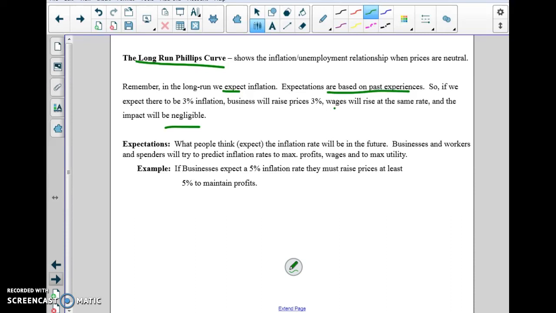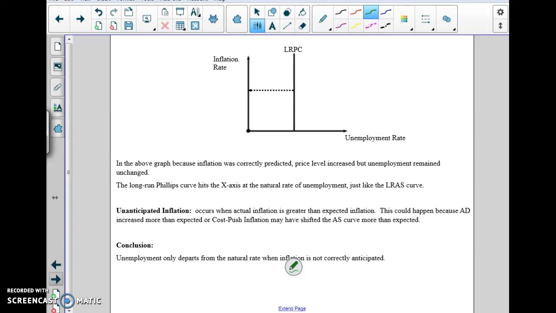Okay, so here's what our long-run Phillips curve looks like. It looks exactly like the long-run aggregate supply curve. We still have inflation and unemployment on our axes. This time, the LRPC curve is just going to be a vertical line because it's basically telling us that in the long run, a rise in inflation will have no impact on the unemployment rate. Because if we have that expected inflation rate, then there's no reason for firms to lay workers off if that expected inflation rate happens.